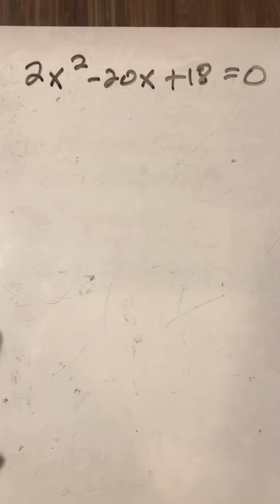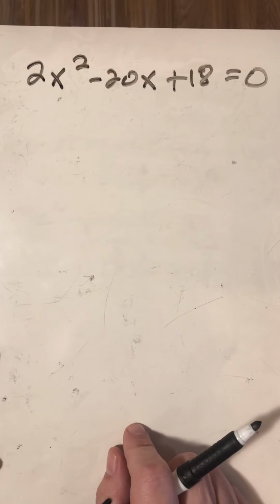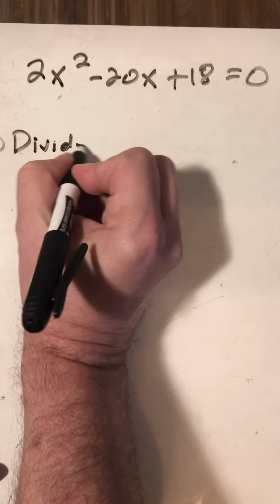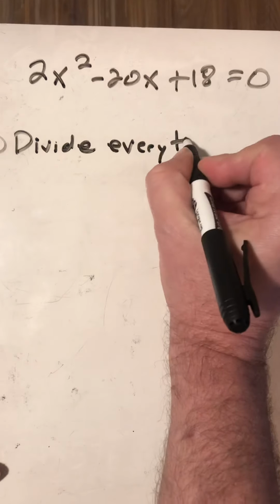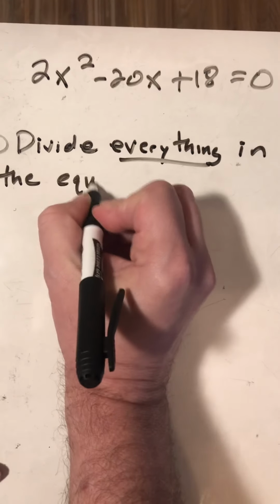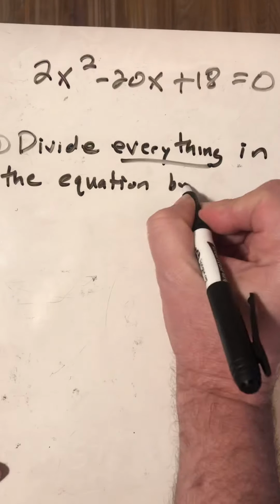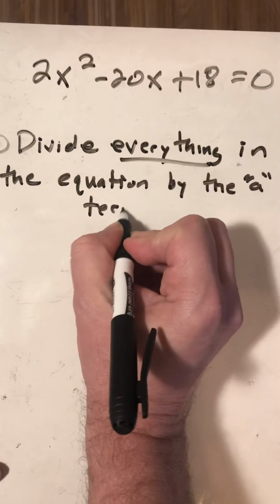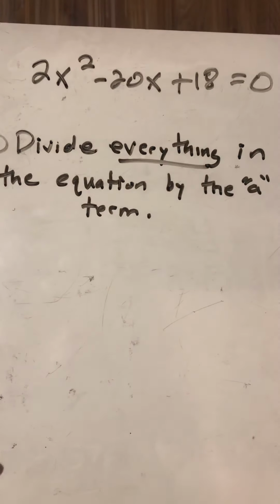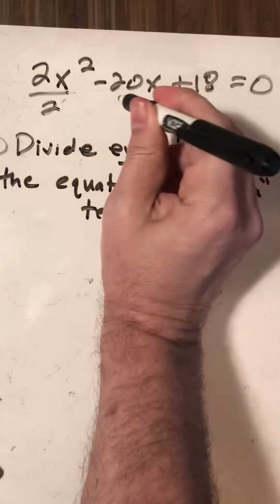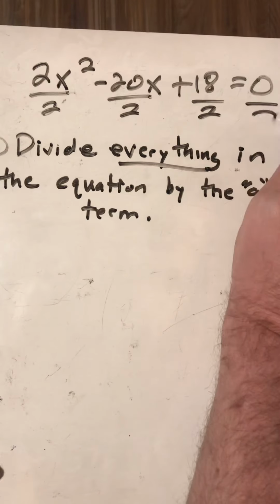Well, the first thing I'm going to do is I need to make that a term 1 by dividing everything in the equation by the a term, which in this case is 2. So the first thing you're going to do is divide everything in the equation by the a term. Okay, so my a term in this case is 2, so I'm going to divide everything by 2. I'm going to divide that by 2, that by 2, that by 2, and that by 2.